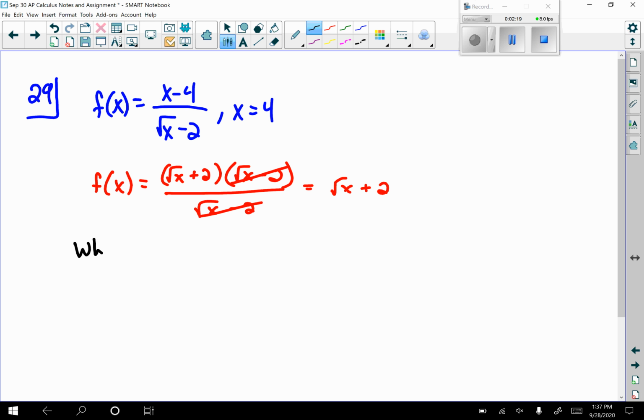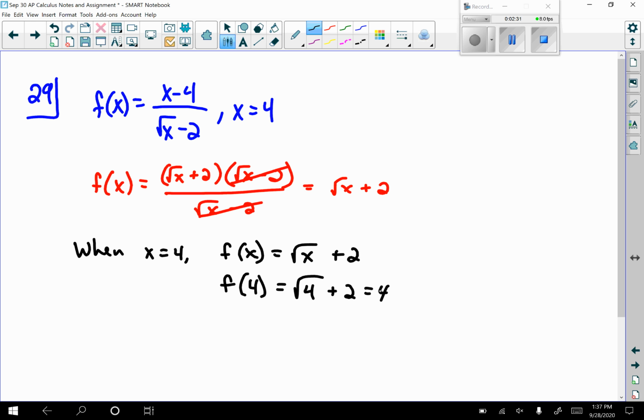That now when x is 4, if we're looking at this function, we can say f of 4 now becomes the square root of 4 plus 2, which is 4. So we could create a piecewise function here. And again, we can include the original one, and we can say when x is not equal to 4. And then extend this down here.